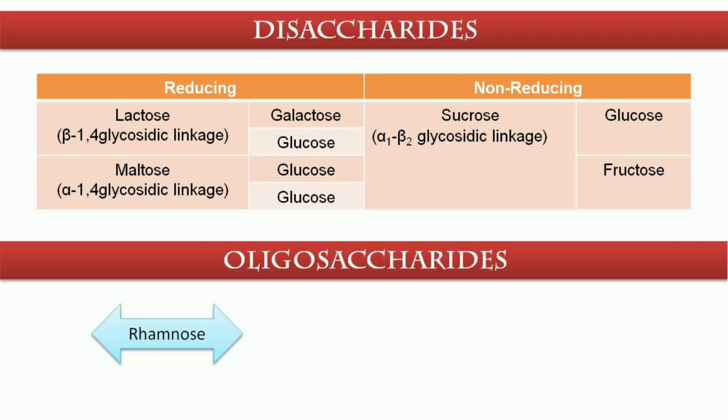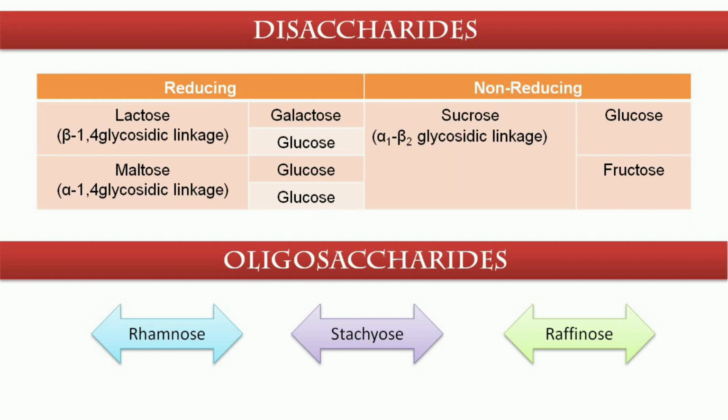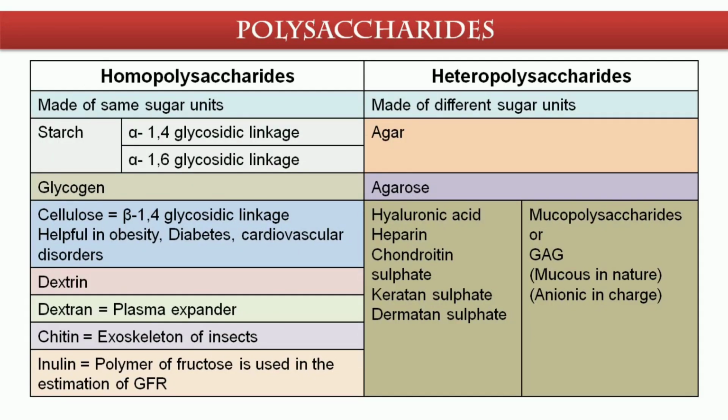Oligosaccharides examples are raffinose, stachyose, and verbascose. Now in polysaccharides, we have homopolysaccharides and heteropolysaccharides. Homopolysaccharides means it has the same sugar units, and heteropolysaccharide means it is made up of different sugar units. In homopolysaccharides, we have starch, glycogen, cellulose, dextrin, dextran, chitin, inulin, etc.